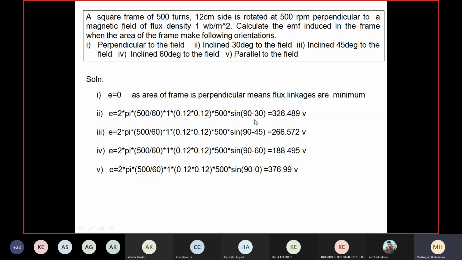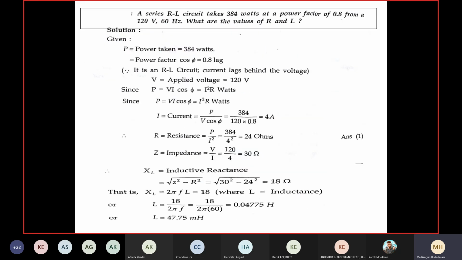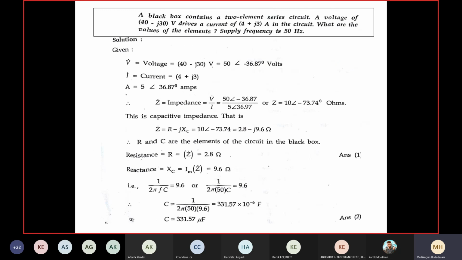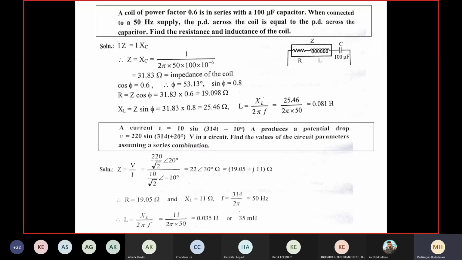So in the next class, what is my plan? The plan is to go ahead with the numerical problems. You can see there are a lot more series circuit problems like this. I'll project so many problems and we can answer them one by one, having understood the derivation and the relationship of voltage, current, etc. Now I request you people to be very cautious.